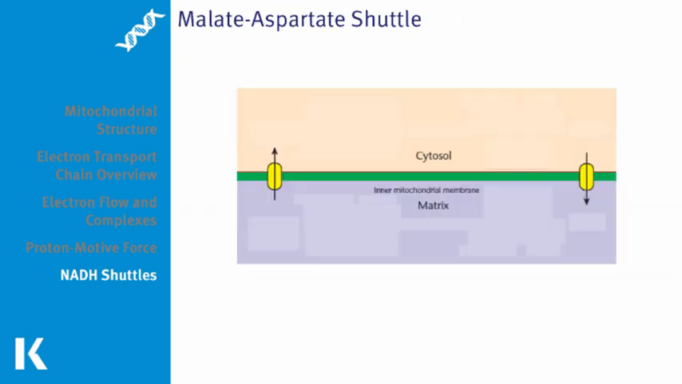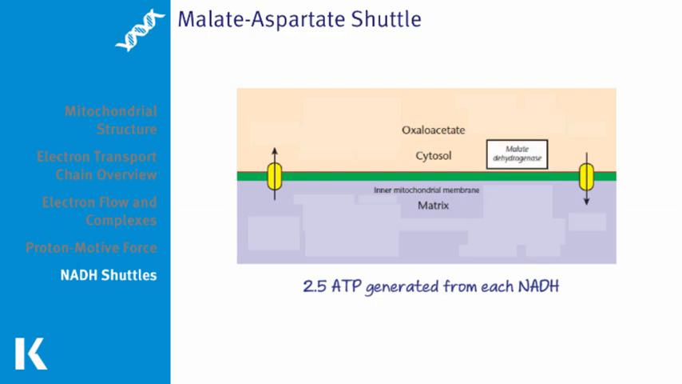Another, more efficient NADH shuttle exists in the malate aspartate pathway, which generates 2.5 ATP per NADH. It starts with cytosolic oxaloacetate, a citric acid cycle intermediate, that also cannot pass through the mitochondrial inner membrane. However, with the help of malate dehydrogenase, an enzyme that couples oxaloacetate reduction to NADH oxidation, a product is formed that can cross the membrane.